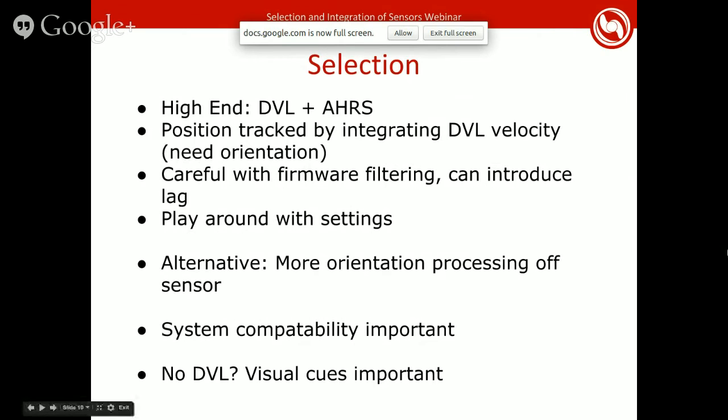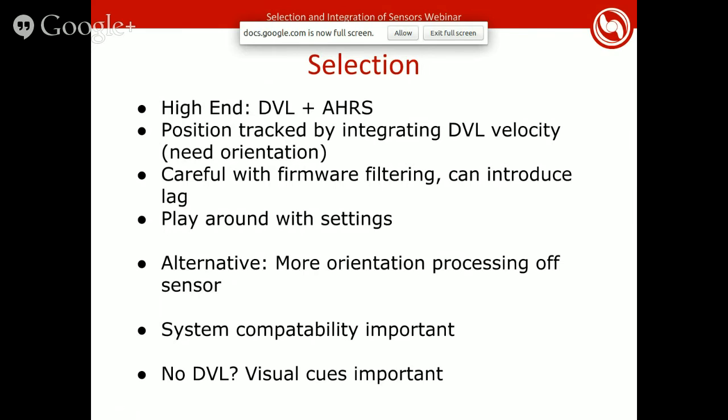So you can range anywhere from the high-end options, which is just buying everything, like a DVL and an AHRS. It does everything for you, and that obviously works very well. You have a position that is tracked by integrating a DVL velocity, and your AHRS gives you orientation with some kind of onboard filtering that uses its raw sensor data to filter the data for you. The problem with that is sometimes the firmware on these sensors can get very complex, and it can produce lag and effects that you really don't expect. And you think it should work better than it is, but it's really not working.